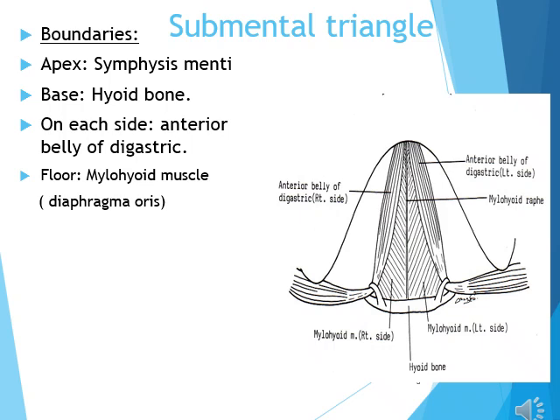The apex is formed by the symphysis menti, where the two halves of the mandible fuse, and the base is made by the hyoid bone. So this hyoid bone forms the inferior border of the submental triangle, and the sides are formed by the anterior bellies of the digastric muscles, left and right. So we get the anterior belly of the left digastric muscle, and the anterior belly of the right digastric muscle. The floor is made by the mylohyoid muscle, also known as the diaphragma oris, forming a muscular sling beneath the oral cavity.